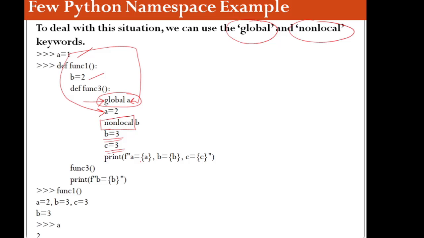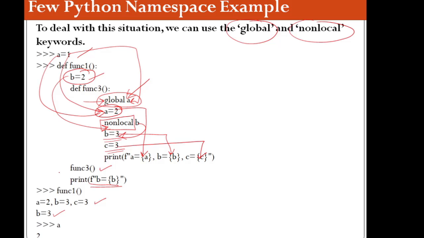So now you can see here that first it has taken a equal to 2 from here, then b equal to 3 from here, c equal to 3 from here. When this func3 is called, it has displayed this. Then when this is being called, initially it was b equal to 2, but now you have declared non-local b here, so now this is replaced with 3, so it has displayed 3. Here you have taken global, you have replaced it with 2, now this a has become 2, so when you are printing the value of a, it will display 2.